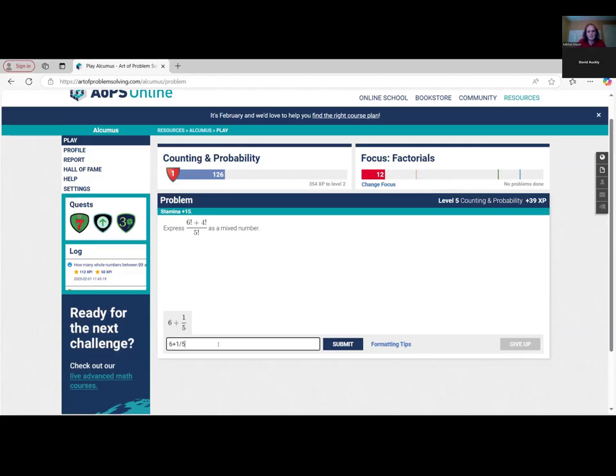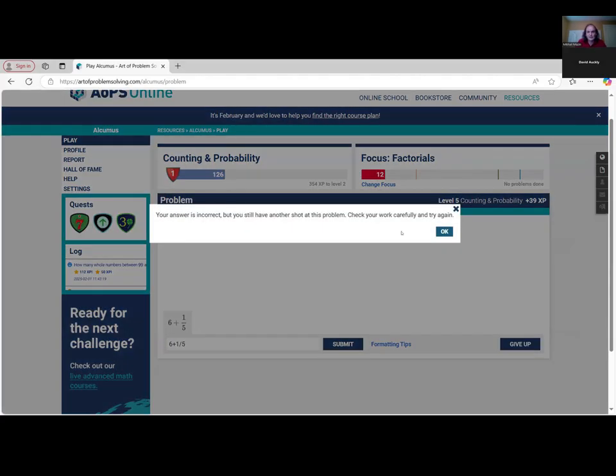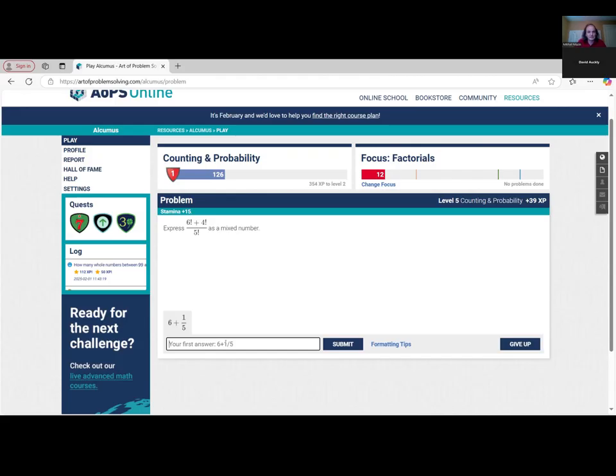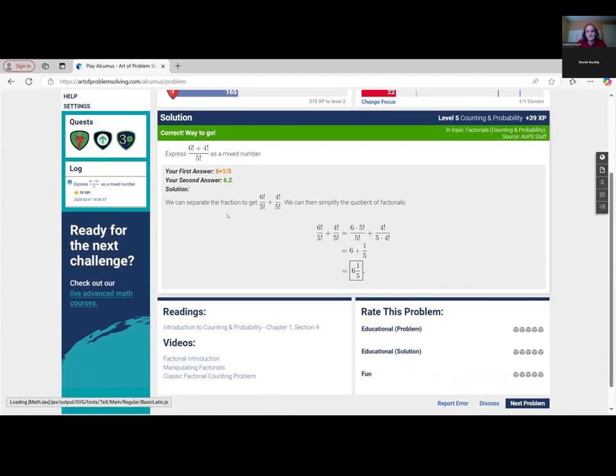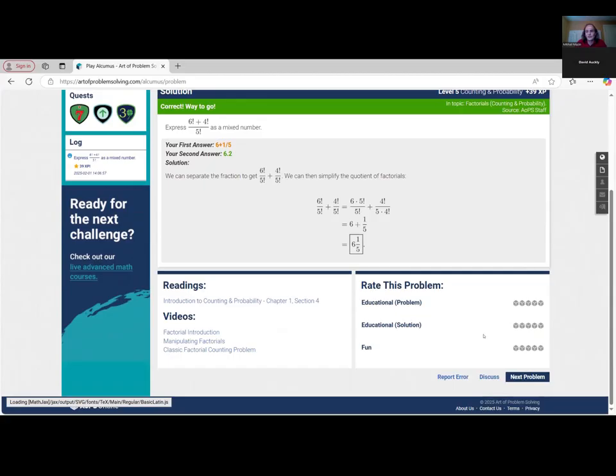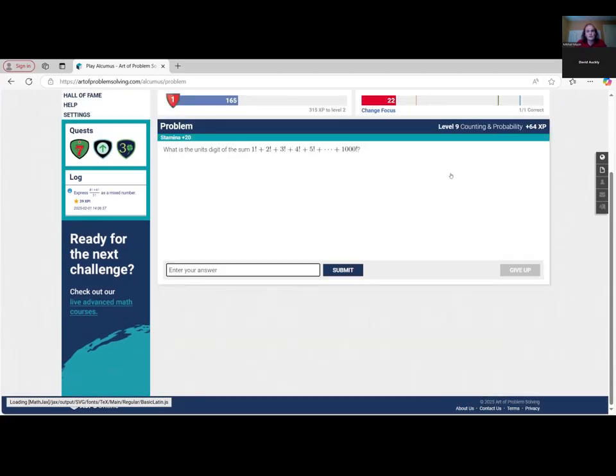It's probably not going to accept the answer in that form. Well, let me press. It didn't like it, right? But if you put 6.2, it's probably going to accept it. And then it explains the solution, and then it gives you a next problem to work on. And that's more interesting, right?